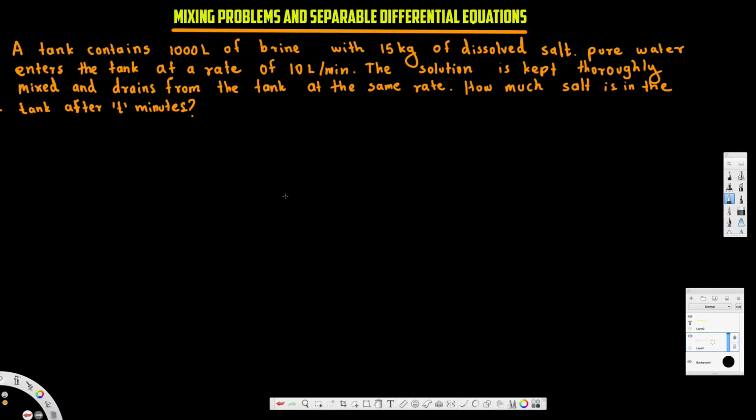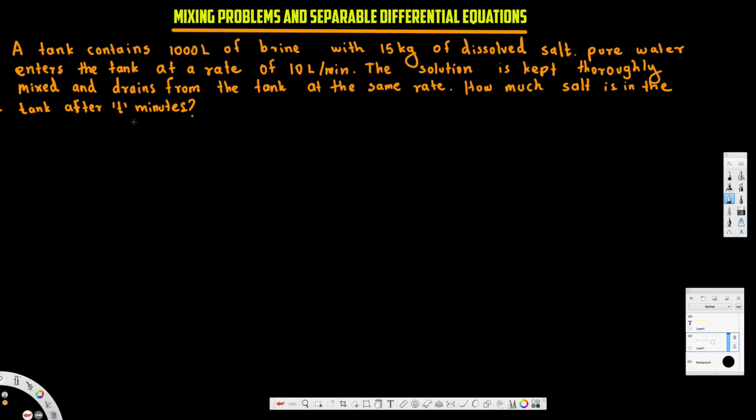In this video we are going to see an example of mixing problems. Here this question is asking: a tank contains 1000 liters of brine with 15 kg of dissolved salt. Pure water enters the tank at a rate of 10 liters per minute. The solution is kept thoroughly mixed and drains from the tank at the same rate. How much salt is in the tank after t minutes?